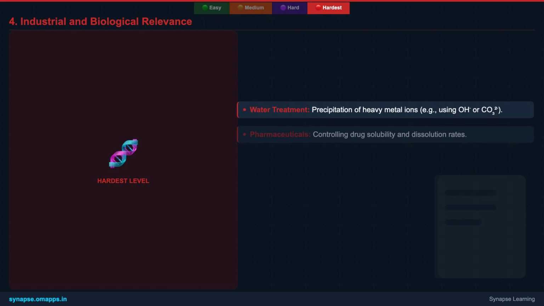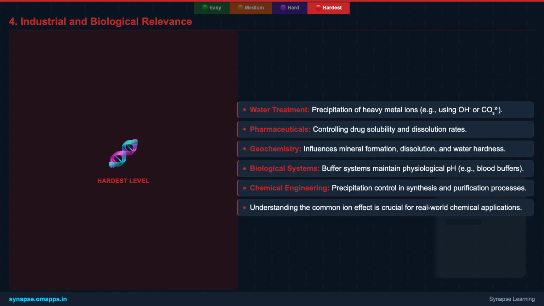The common ion effect holds immense industrial and biological relevance. In water treatment, it's employed to precipitate heavy metal contaminants. In pharmaceuticals, it controls drug solubility and release rates. Geochemists use it to understand mineral formation and dissolution. From preventing scale buildup in pipes to ensuring the stability of biological fluids, this principle underpins countless real-world applications, showcasing the practical power of chemical equilibrium. Mastering this concept opens doors to understanding many chemical engineering and biochemical processes.